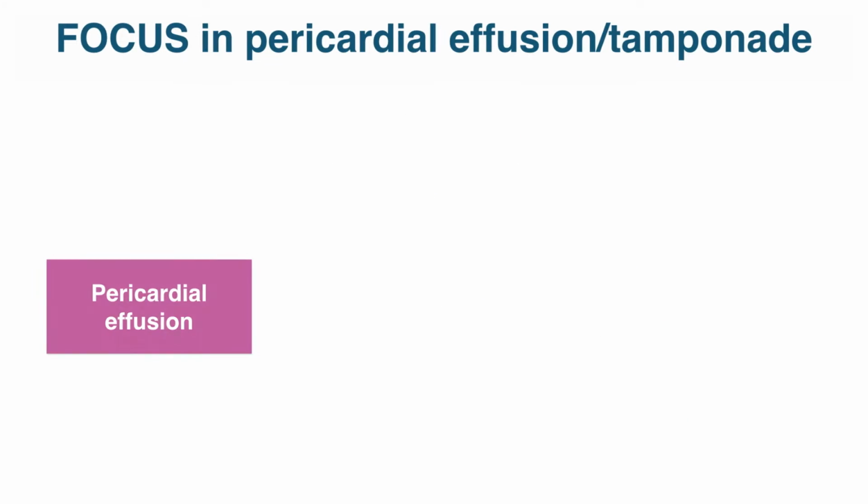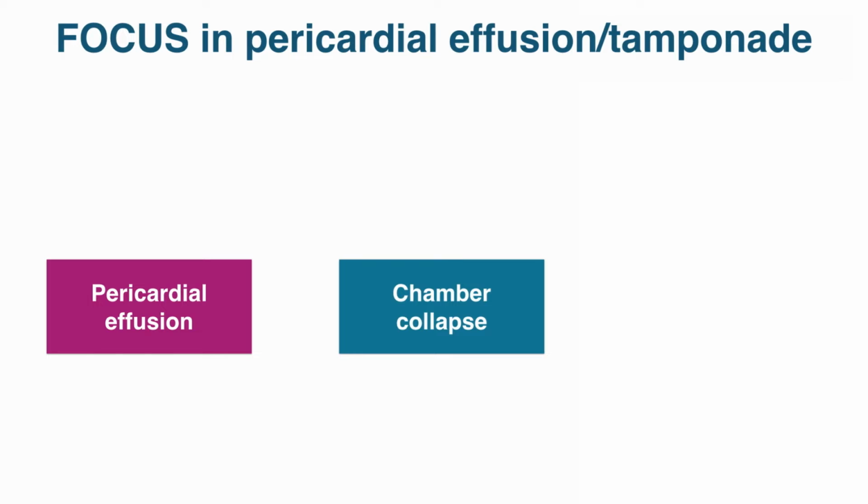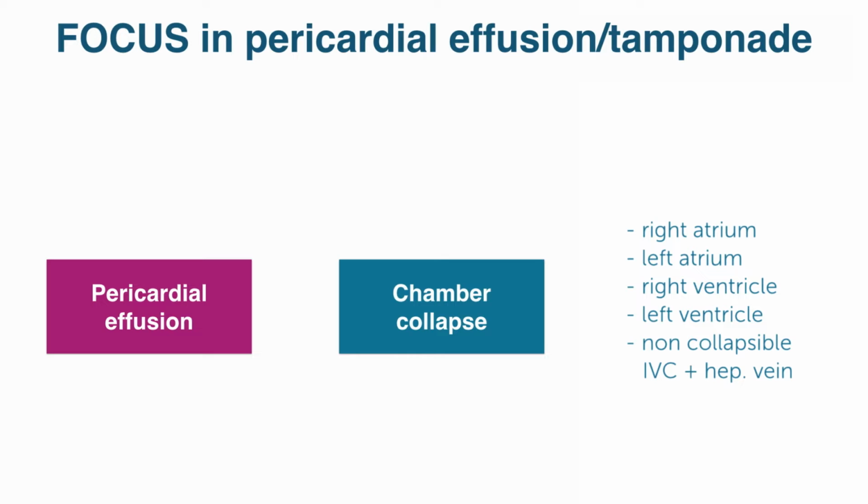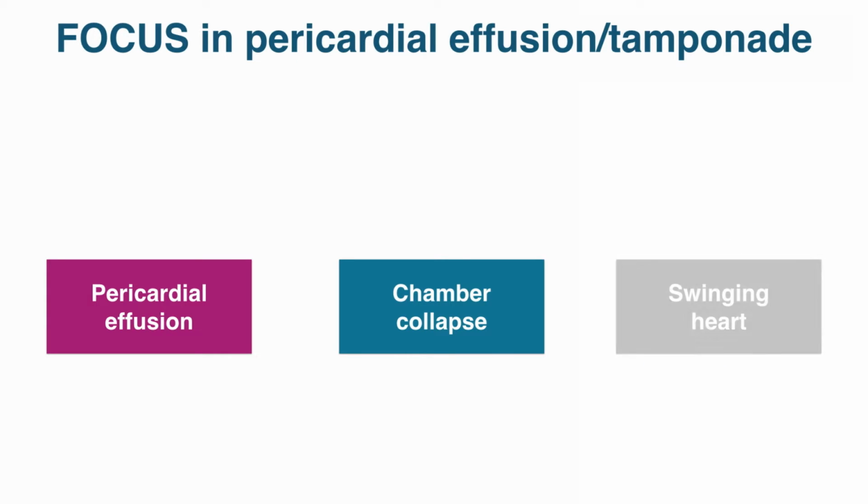Yeah, Thomas. In case of a suspect of pericardial effusion or tamponade, you should look for the pericardial effusion and especially how big it is. Typical signs are a chamber collapse, right atrium, left atrium collapse in systole, right and left ventricle collapse in diastole, and non-collapsible inferior vena cava and hepatic vein. And the last sign is the swinging heart by large effusions.